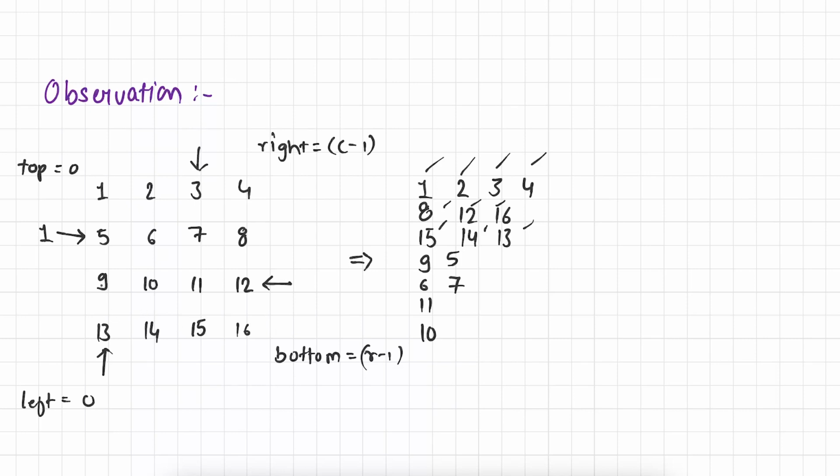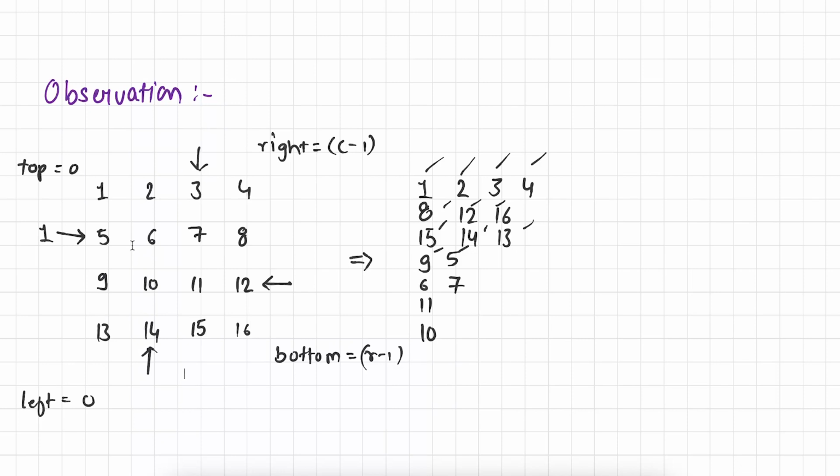Now it's the turn of the left column. For the left column we have to traverse from bottom to top instead of top to bottom. So let's traverse these elements from bottom to top. We get 9 and 5. And similarly, after printing these 2 elements, we never wish to come to this column in the future. So what we do? We move the left pointer to the right.